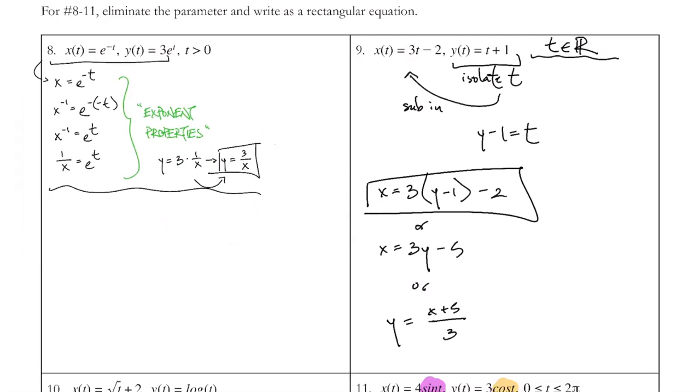So for the y one, you divided both sides by 3. Okay, so y over 3 equals e to the t, which means that t equals the natural log of y over 3. And then you substituted that, so then you got x equals e to the negative natural log of y over 3. Yeah?